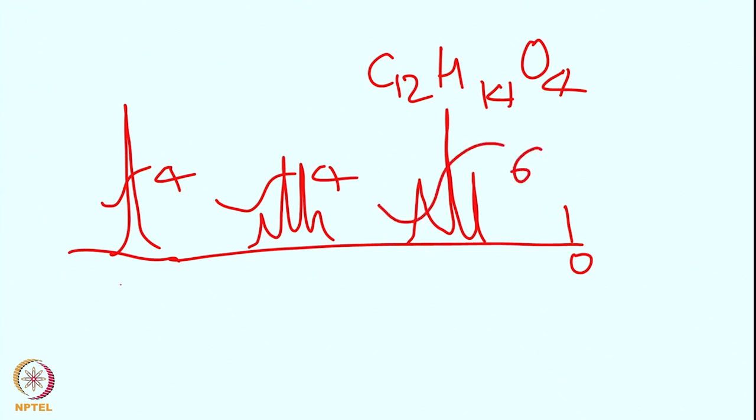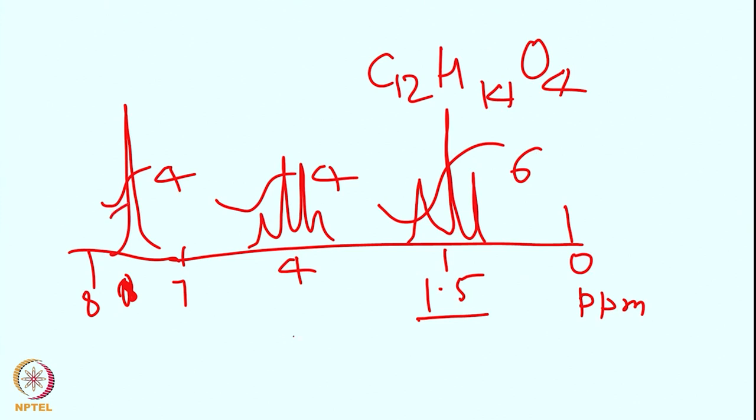The value here comes around say 7 to 8 ppm, this is somewhere around 4 ppm, and this comes around say 1.5 ppm. So, what could this compound be? 1.5 ppm clearly means a methyl group is there, and there are 6 carbons, so probably 2 methyl groups are there. Here there is a benzene ring, so let us write a benzene ring first, and 2 methyls are attached to it. Now, we see the 4 peaks are also there.